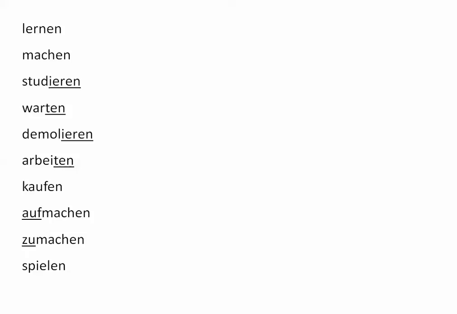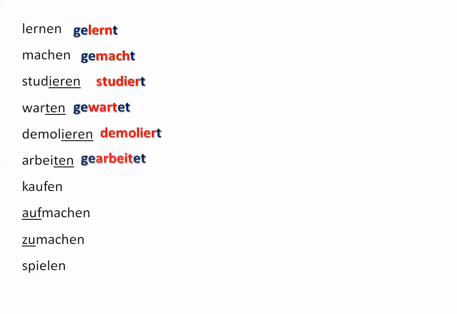Lernen is a normal verb, so it's gelernt. Machen, again, a normal weak verb, gemacht. Studieren, since it ends in ieren, we're going to just say studiert. Warten, it ends in ten, so we have to add that extra et, so it's gewartet. Demolieren, demoliert. Arbeiten, gearbeitet. Kaufen is a regular weak verb, gekauft. Here we have a separable prefix in the next two, so aufgemacht, zugemacht. Spielen is a regular weak verb.